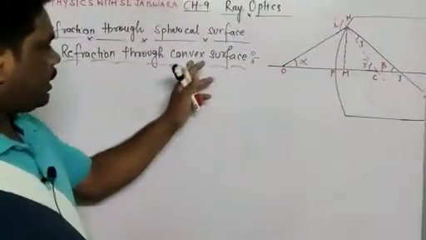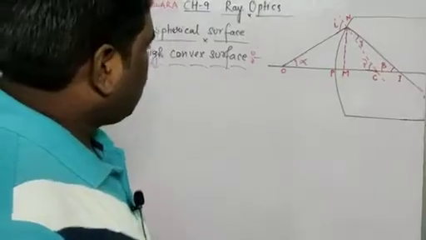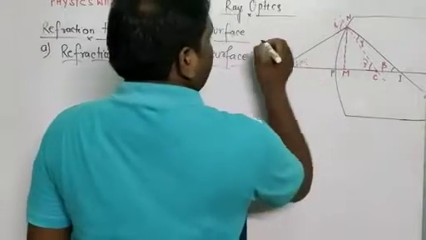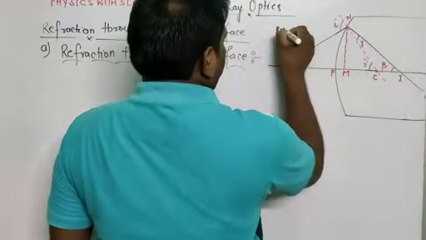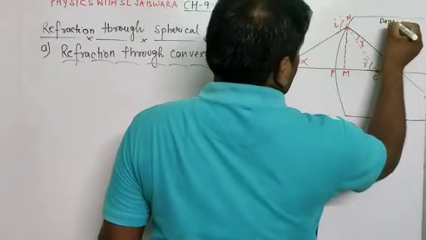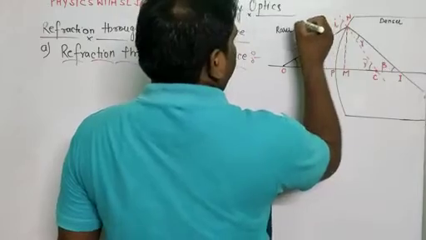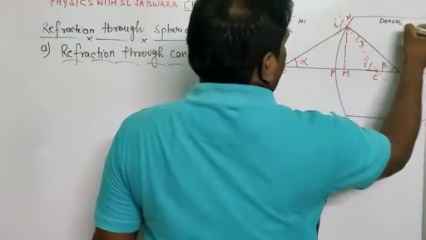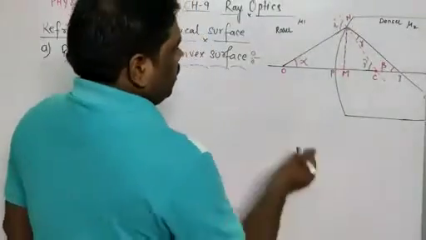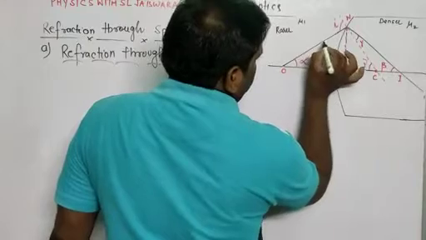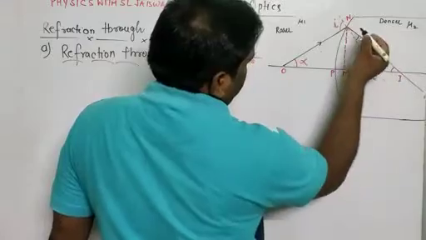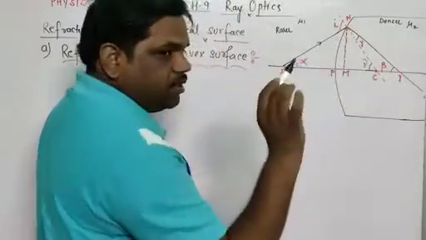Here we have taken the case of refraction through convex surface, and here the refraction is taking place from rarer medium to denser medium. See, the refractive index of rarer medium is mu1 and the refractive index of denser medium is mu2. Let this be a point object. See, these are incident rays, and at this interface there will be a change in the medium.